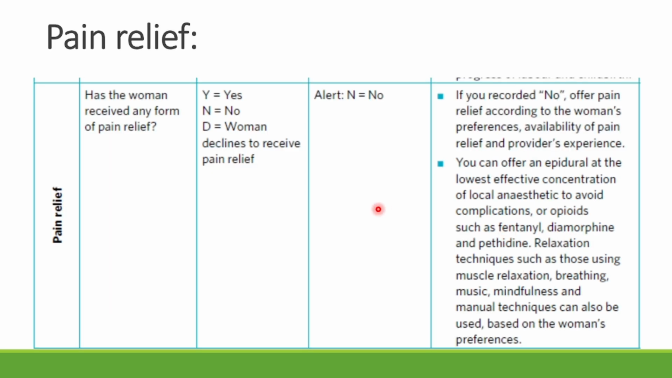What about the pain relief? If the woman is taking pain relief, yes. If no, no. And if the woman declines, decline. If no, set alert. So we encircle with red and advise her to take analgesia in the form of epidural or any opioids, so as to minimize the pain during labor. As we say, the woman is 5 cm and more, so definitely she needs pain relief because she is in active labor.